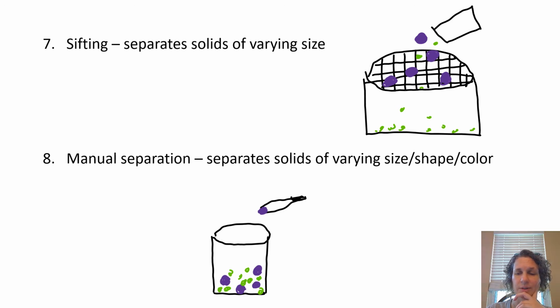Manual separation, kind of like it sounds. I drew a pair of fancy tweezers there, but you could use your hand or something to pick up different pieces based on different size, different shape, different color. So like if you have a handful of coins, you would manually separate that into the dimes, the pennies, the nickels, the quarters, whatever.